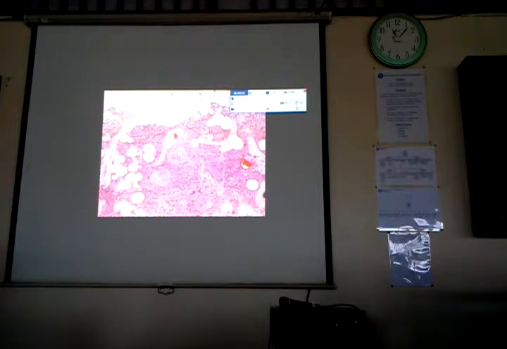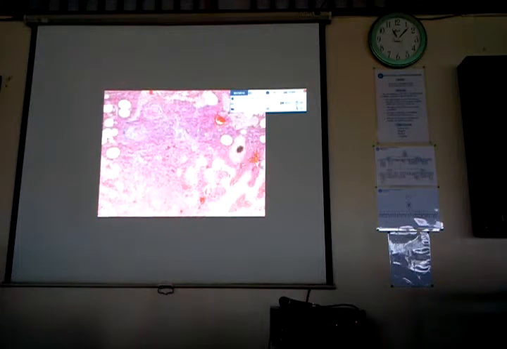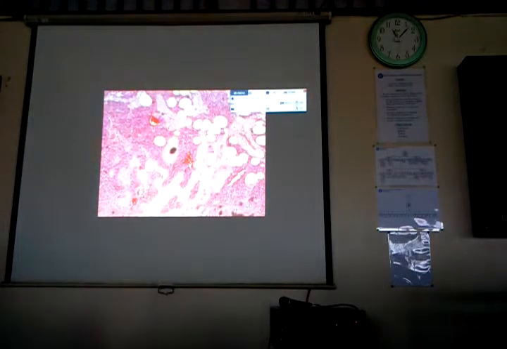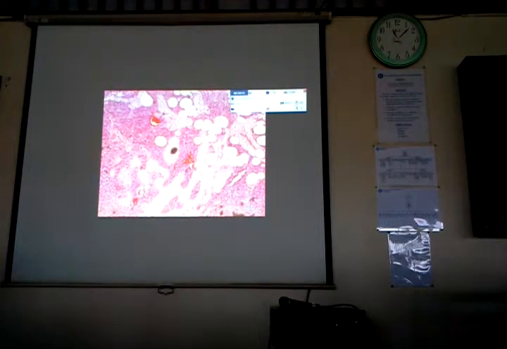And then present in the sinuses of the lymph node are what cells? The B cells and T cells are seen in the lymphoid follicles. How will you call that? Columns of lymphocytes. In the medulla: medullary cords of Billroth. Medullary cords.